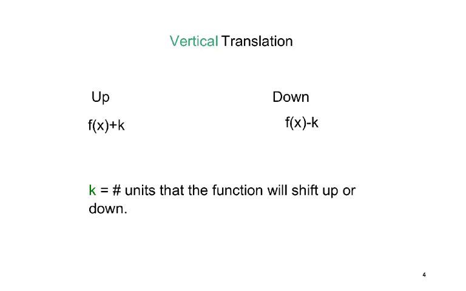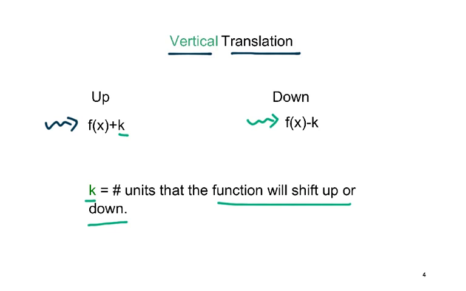So we're going to talk about the vertical translation of a function. We're going to use this notation f of x plus k, and k is the value that we are either going to translate up or down. So it's the number of units that the function will shift up or down. And we'll be able to see it very clearly on the graph, but I also want to go over an example of the algebra.